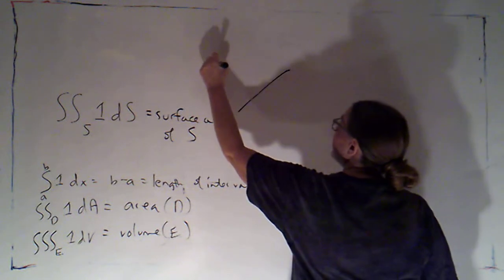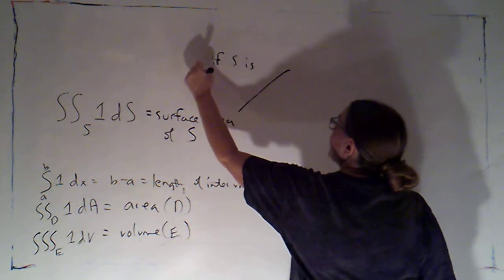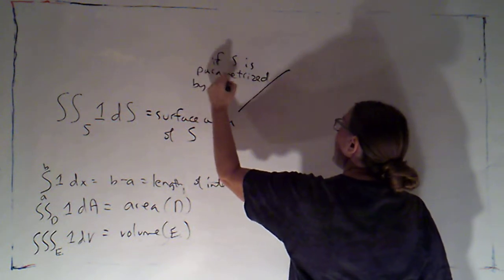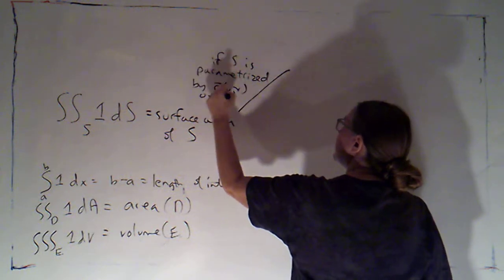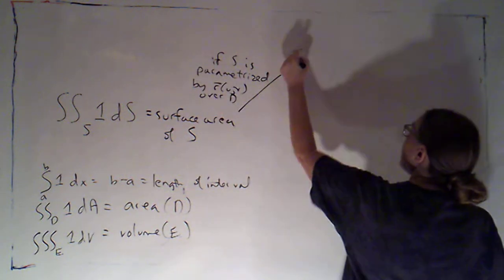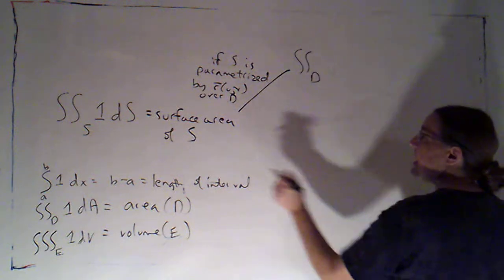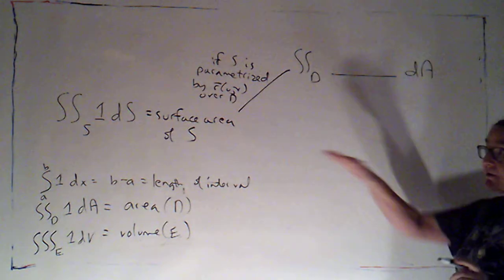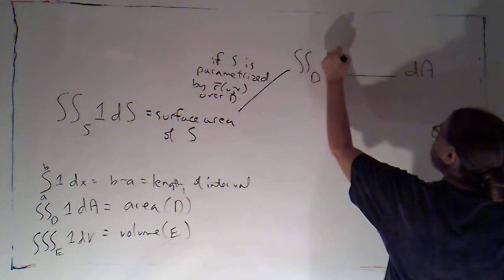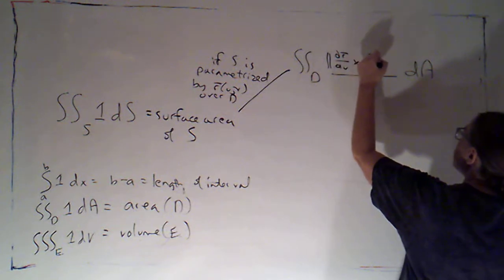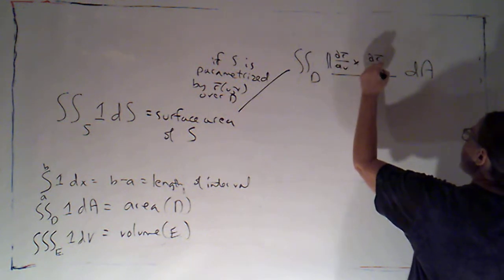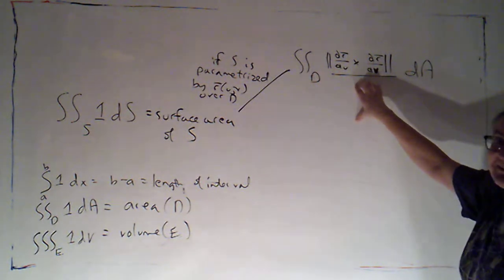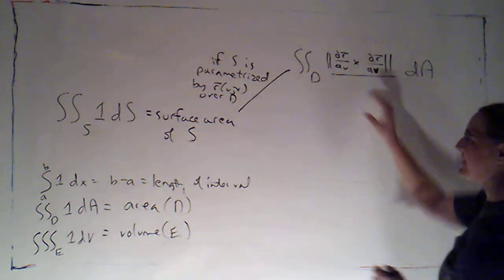So if S is parametrized by R of u,v over a region D, this would become the double integral over D of 1, which would stay as 1, but I'd get my scaling factor that would allow me to switch from dS to dA, and that scaling factor would be the magnitude of this cross product of the partials of R with respect to u and v. But that's exactly the formula for surface area that we saw in section 16.6.